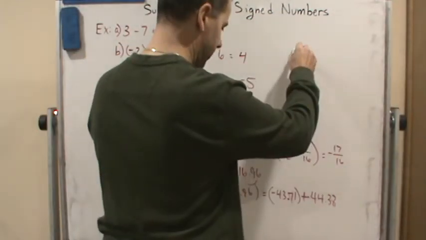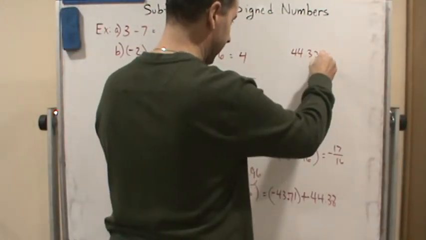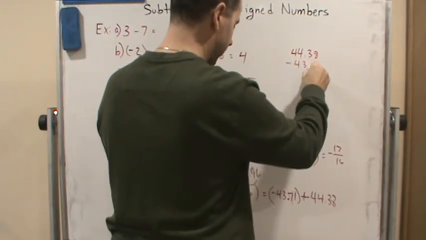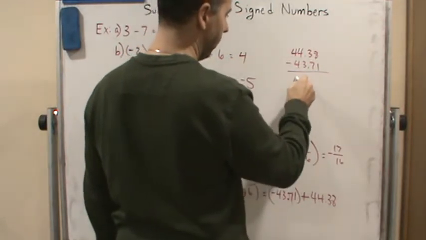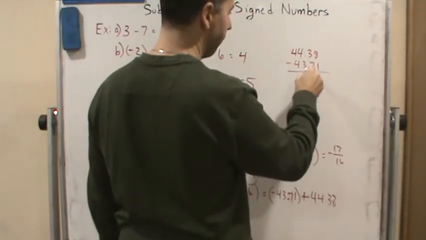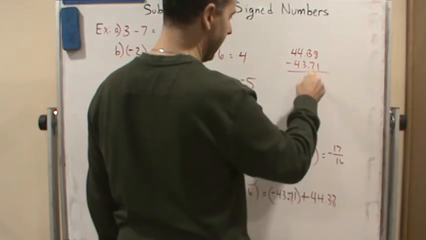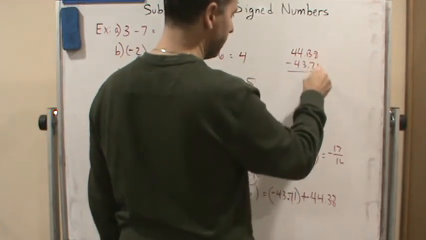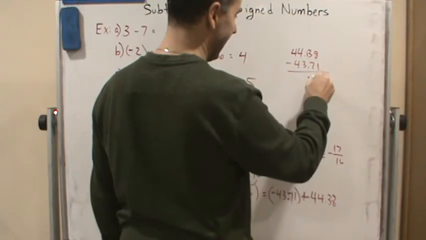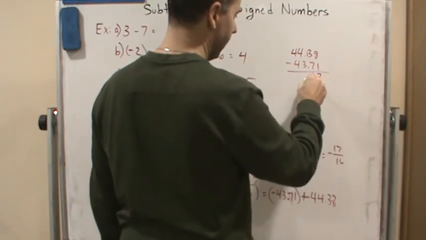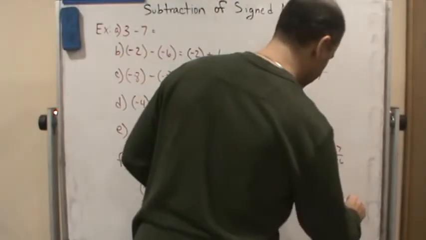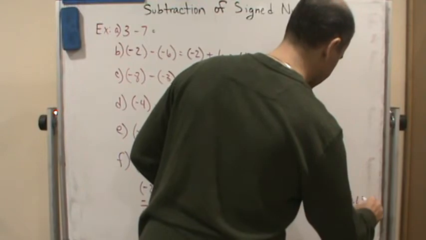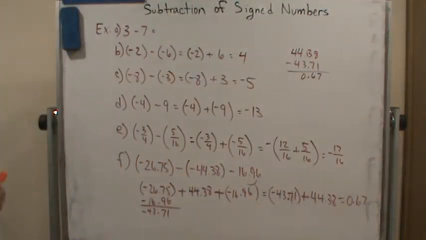So again, what would I do? It'd be 44.38 minus 43.71. And so now I'm just going to subtract. So I'm going to get 0 and then 1, but then I'm going to borrow and make this a 13, so that's going to be 0. And so then 13 minus 7 is 6, and then I get 7. So it's going to be 0.67 is my final answer, and it's going to be positive. So positive 0.67.